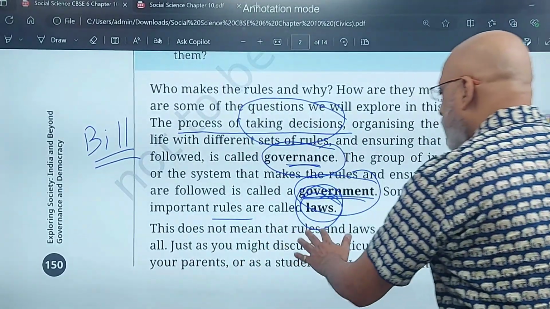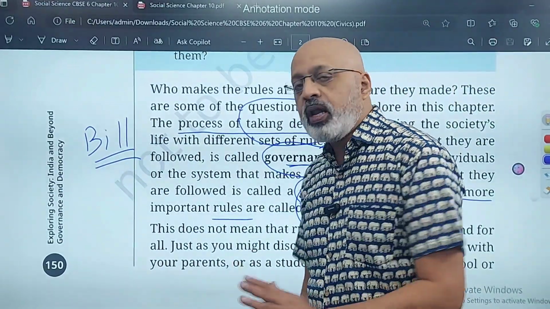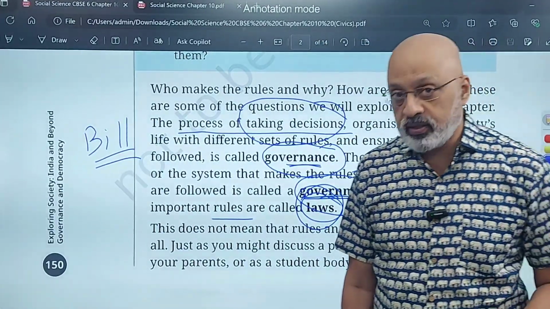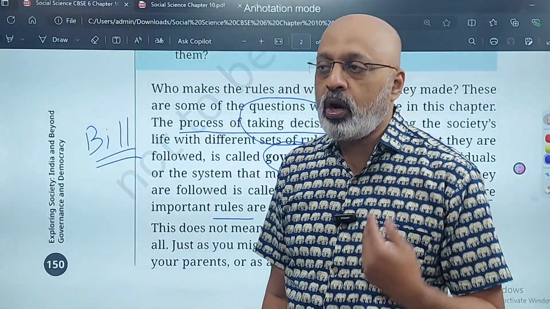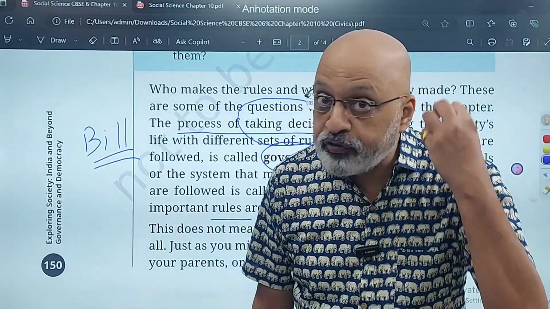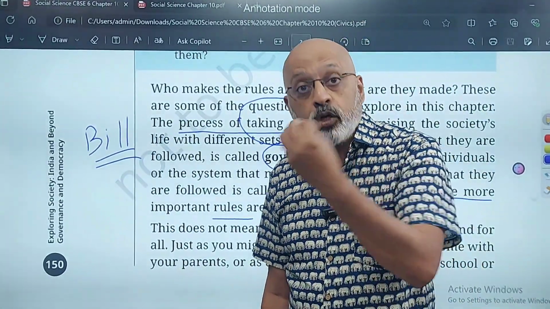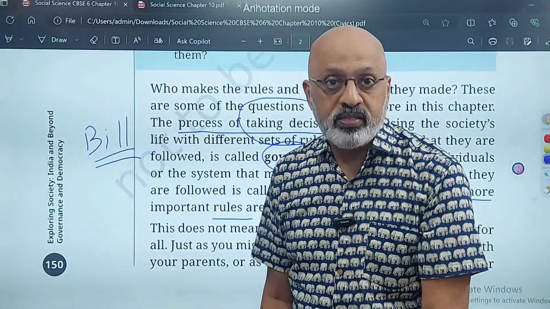Now, this does not mean that all rules and laws are set once and for all. ऐसा नहीं है कि एक बार ही बना दिया तो उसमें कुछ फेरबदल हो नहीं सकता है. कई बारी होता यह है कि उसमें फेरबदल होता है, क्योंकि जो हमारा संविधान था, our constitution was adopted in 1950. From 1950 till now in 2024, lots of changes have taken place, right?